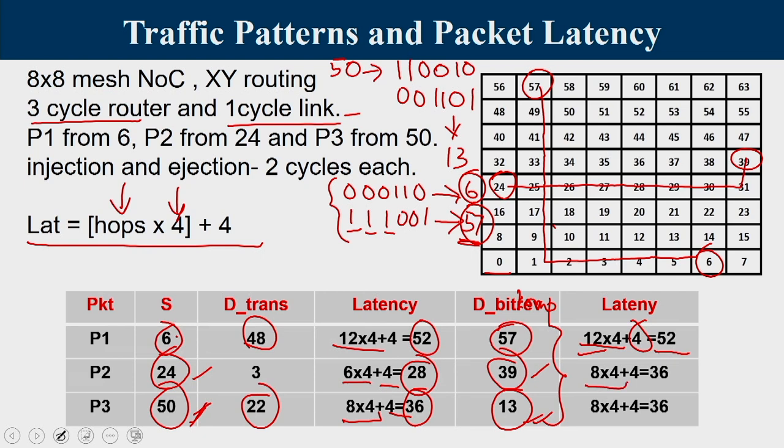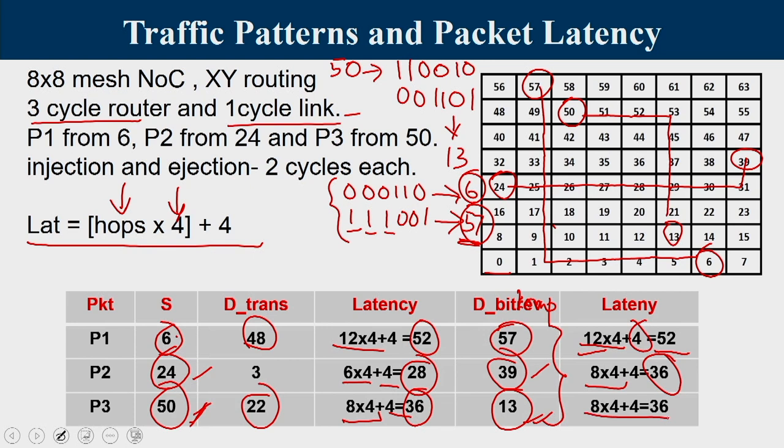So it is 8 into 4, 32 plus 4, 36 cycles. And the last one is moving from 50 all the way to 13. So this is 50 and 13 is given here. So 1, 2, 3, 4, 5, 6, 7, 8. 8 into 4, 32 plus 4, 36.